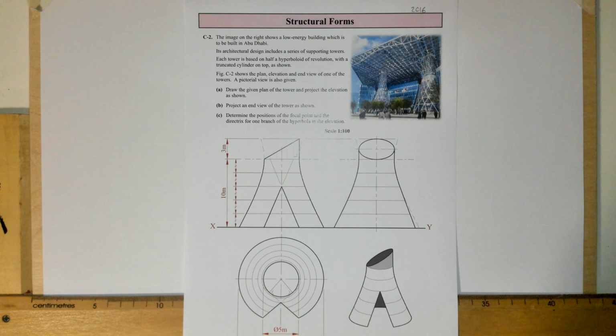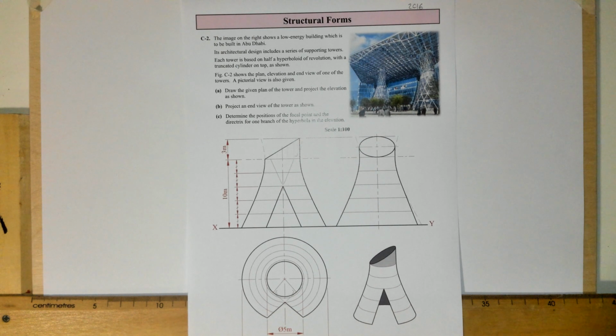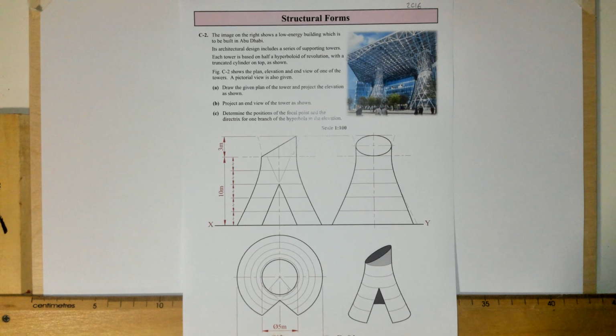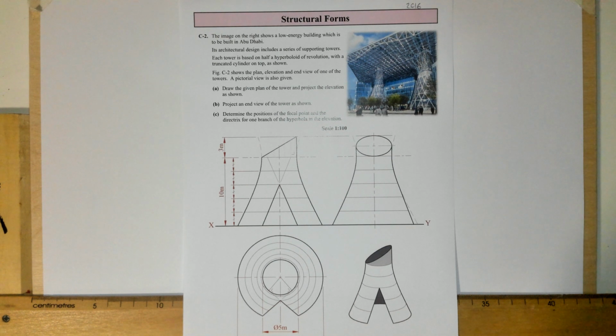This question is from the 2016 higher level DCG paper, and it's the structural forms question in section C of the paper. It's question C2. The image on the right shows a low energy building which is built in Abu Dhabi. Its architectural design includes a series of supporting towers. Each tower is based on half a hyperboloid of revolution with a truncated cylinder on top as shown.